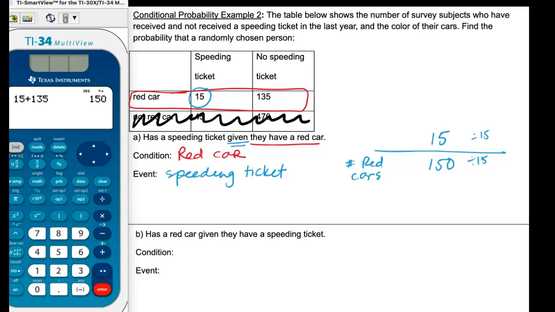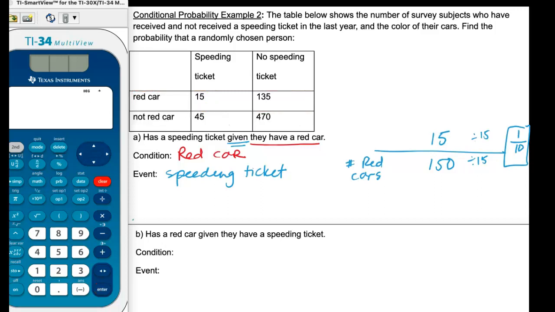So I could divide 15 by 15 and get 1 out of 10, 1/10. You could certainly use your calculator to do that as well. Let's look at the second question. This one asks, what's the probability that they have a red car given that they have a speeding ticket?